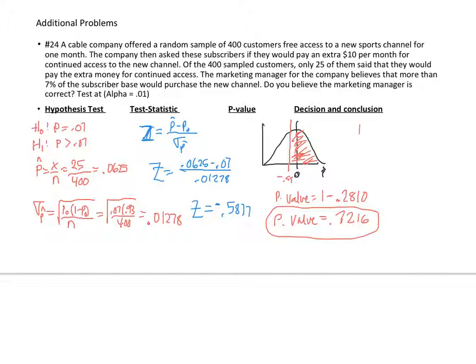So because the p-value is greater than 0.01, we do not reject. Right? We do not reject, and we say that based upon this sample, there is no evidence to believe that the number of subscribers that would purchase the new channel would be greater than 7%.